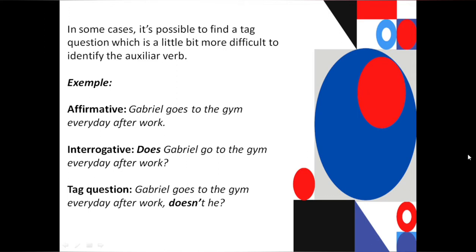Okay. So let's read up there. In some cases, it's possible to find a tag question where it is a little bit more difficult to identify the auxiliary verb. We have here an example. Gabriel goes to the gym every day after work. Oh my God, where is my auxiliary? How do I turn this sentence into a tag question? Easy. So how would this sentence be in the question? Does Gabriel go to the gym every day after work? Ta-da! We found our auxiliary. Easy peasy, okay? No sweat.